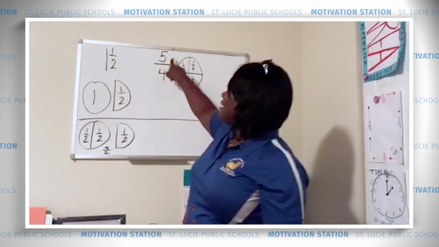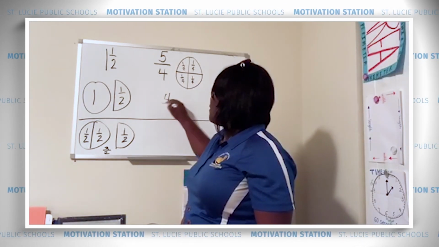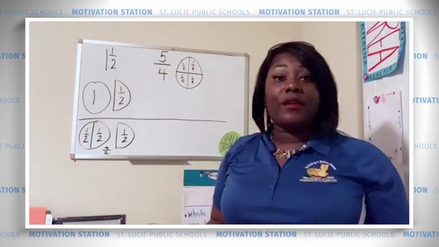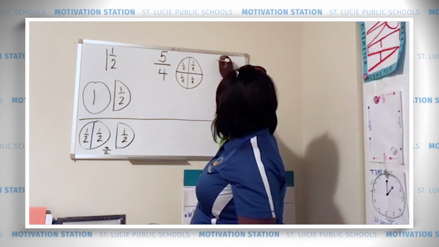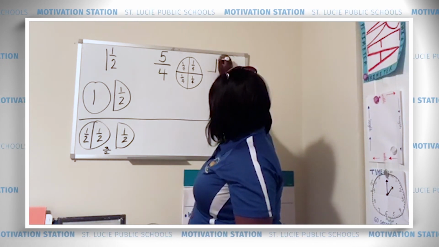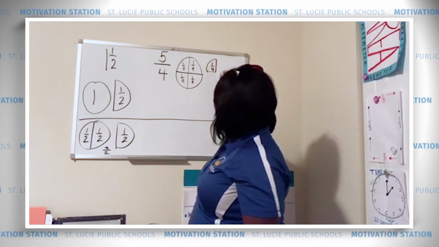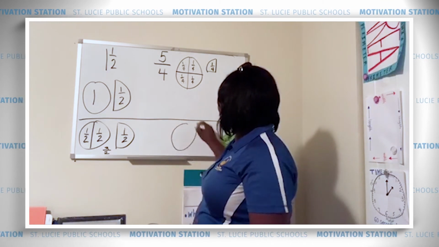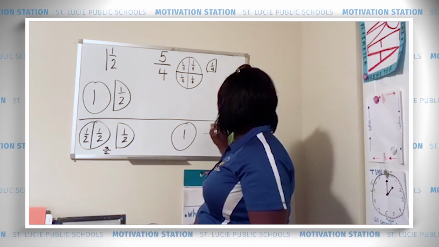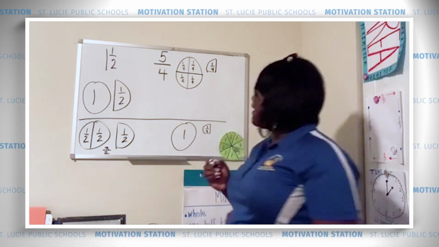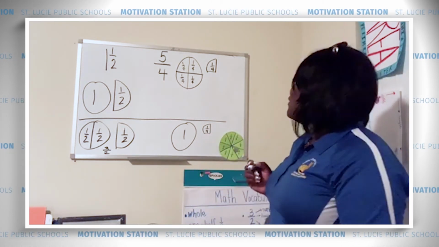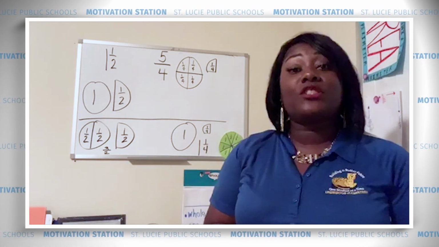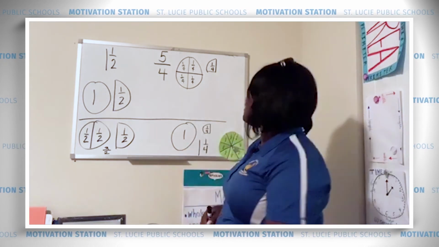This fraction doesn't say 4 fourths. 4 fourths looks like this. This fraction says 5 fourths. So I'm going to need an extra fourth size piece. 5 fourth size pieces, that's actually 1 whole and 1/4 size piece. So the mixed number version of 5 fourths is 1 whole circle and 1/4 size part.